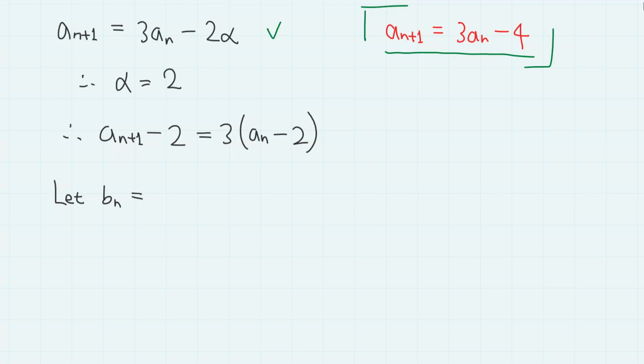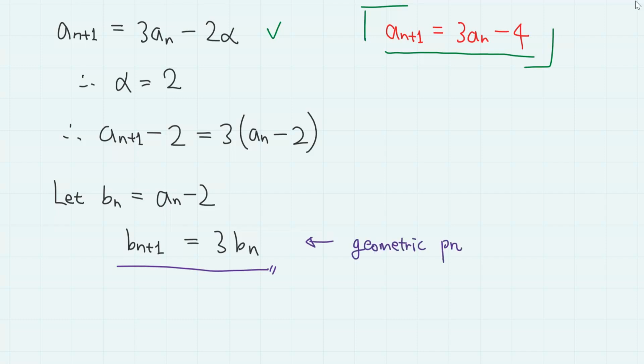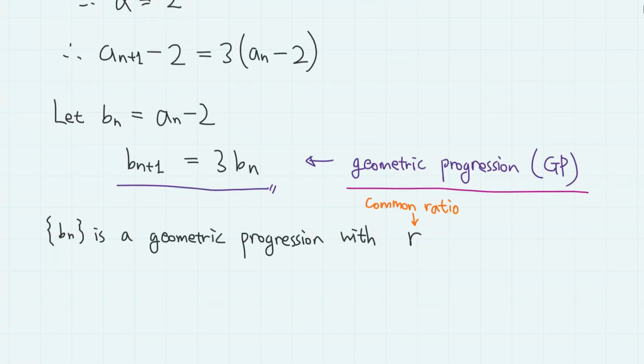So letting b_n be a_n minus 2, we have b_{n+1} equals 3b_n. So we have the recurrence relation of another very basic sequence, the geometric progression. Here, sequence b_n is a geometric progression with common ratio r equals 3. The nth term of the geometric progression can be obtained by b_n equals first term b_1 times common ratio r to the power of n minus 1.